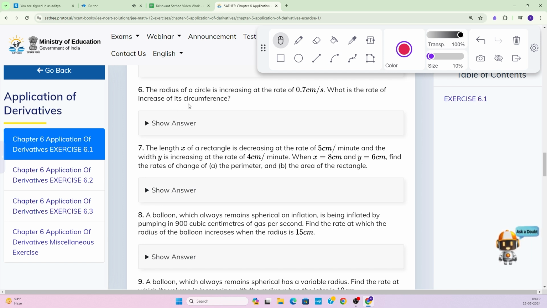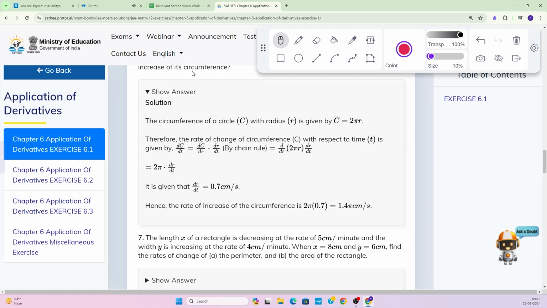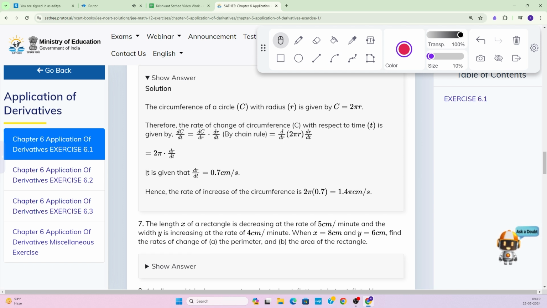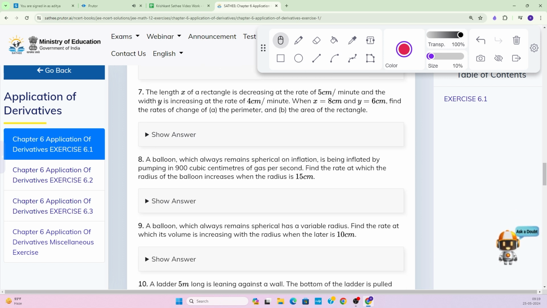So the circumference C is 2 pi r. This means you have to find dc by dt. dc by dt is equal to 2 pi dr by dt, and dr by dt you all know. So this means 1.4 pi will be your answer. At the rate of 1.4 pi centimeter per second will be the rate of increase of the circumference of the given circle. Okay, let us move to problem number 7.